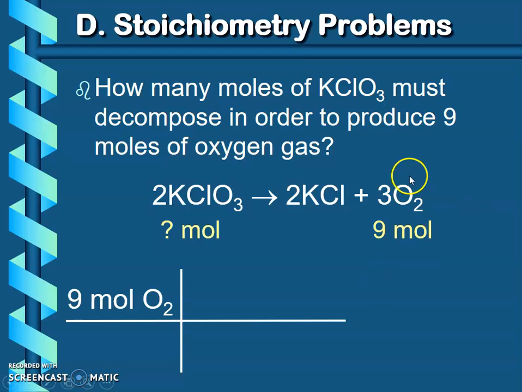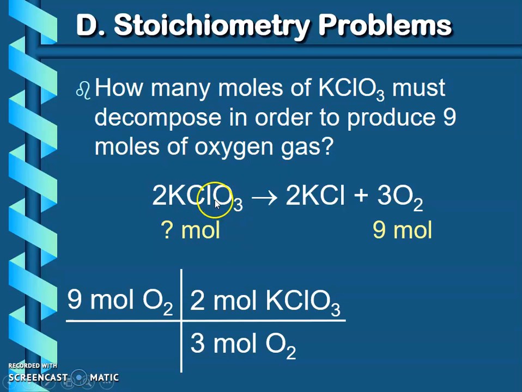Okay, so we know from this equation that 3 moles of O2 on the bottom will create 2 moles of KClO3. And we're going to put that one on top. 3 moles of O2 to 2 moles of KClO3 because of the ratio. But we want to know, how can we make 9 moles of O2? So let's see what can cancel off. We can cancel off moles of O2 and moles of O2. Those are gone. We're left with moles of KClO3.